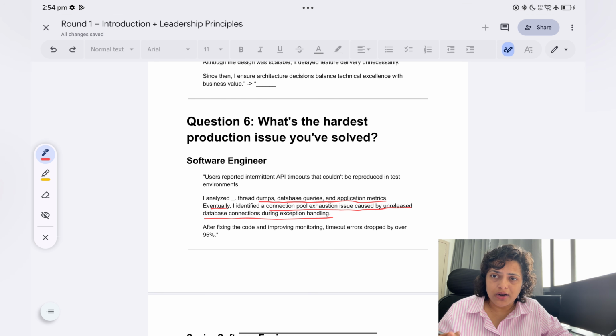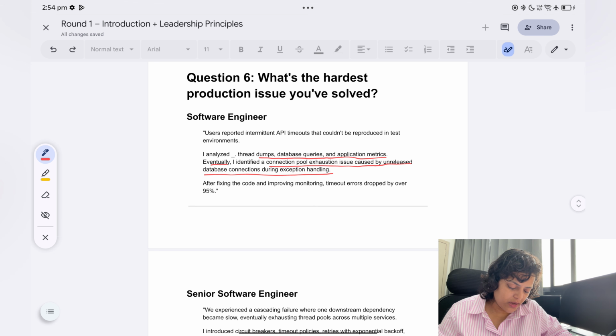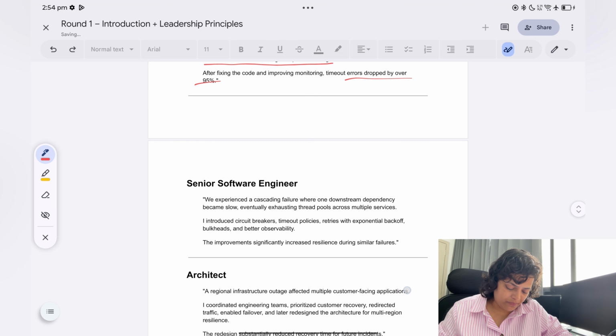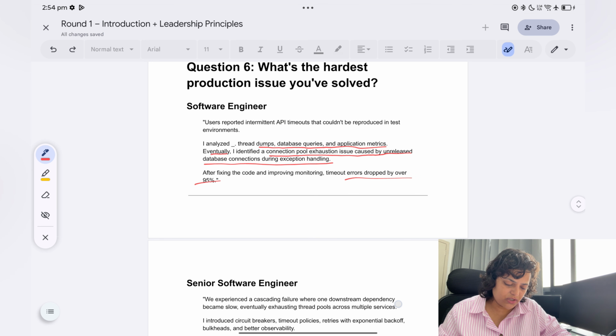You can give your answer. It's just a question of what level of answer is required, which we are seeing here. Or you can use this one as is. After fixing the code and improving monitoring, timeout errors dropped by over 95%. So now what will a senior software engineer answer? So this was the answer from a software engineer.